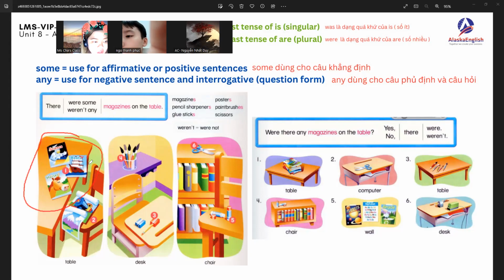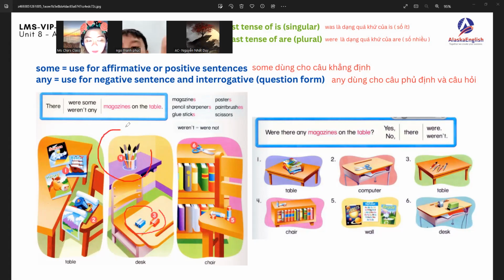For numbers one and two, our object is the table. How can you make a sentence for number one? There were some magazines on the table. Very good. How about number two? There weren't any posters on the table. Excellent, because it's on the chair.